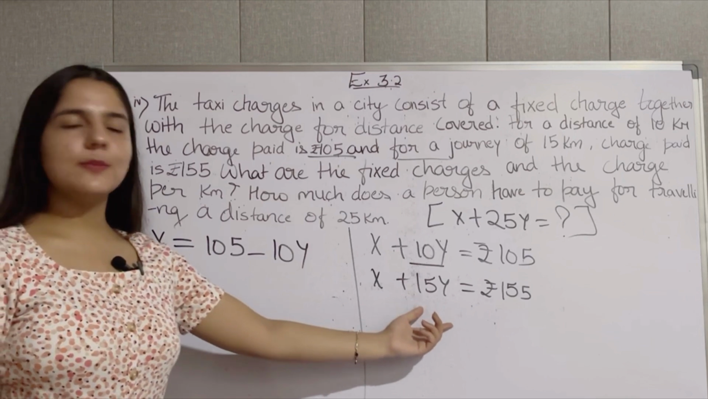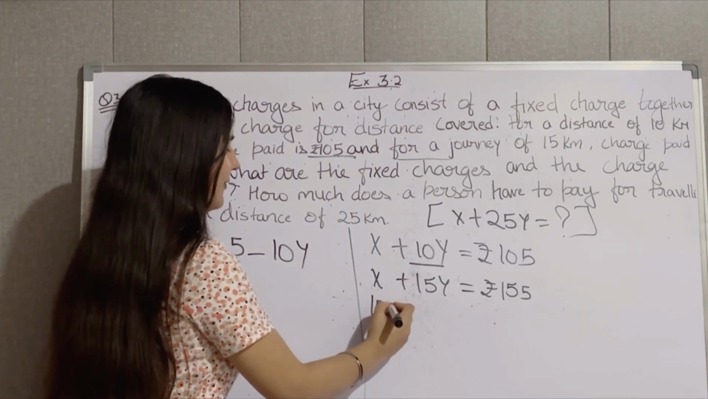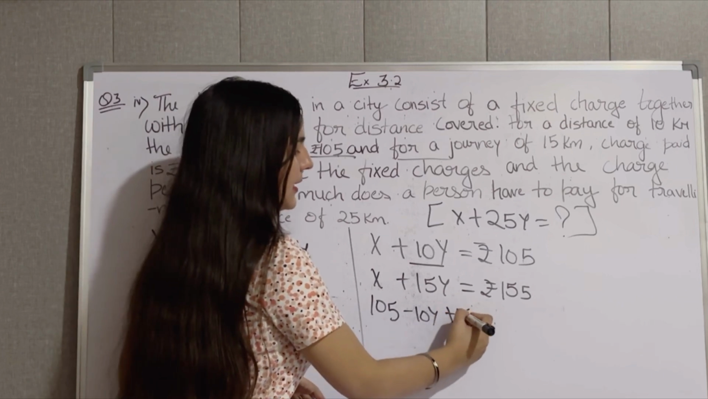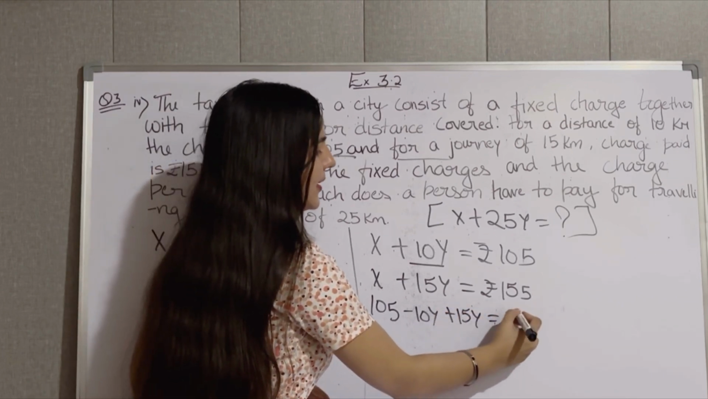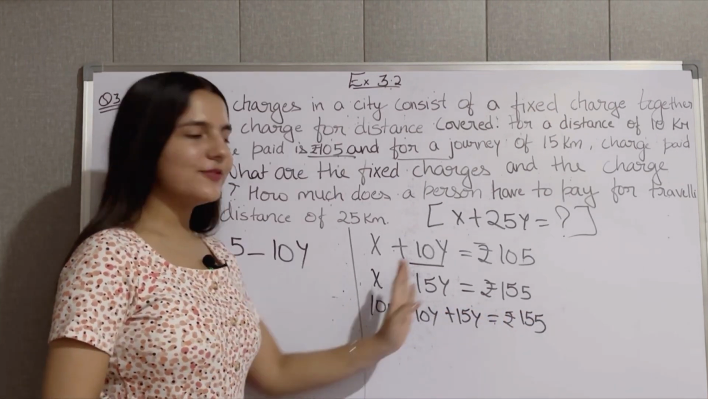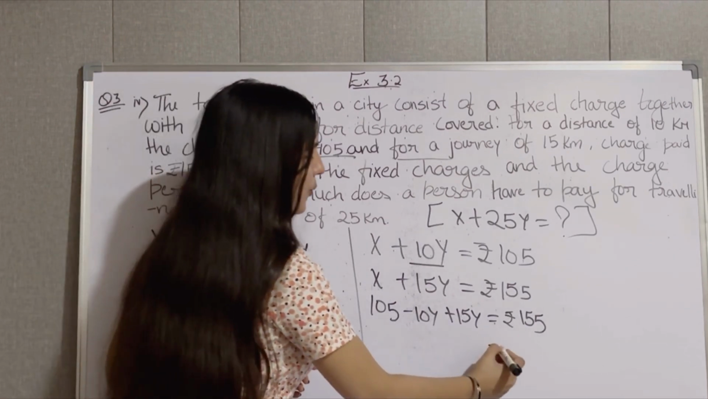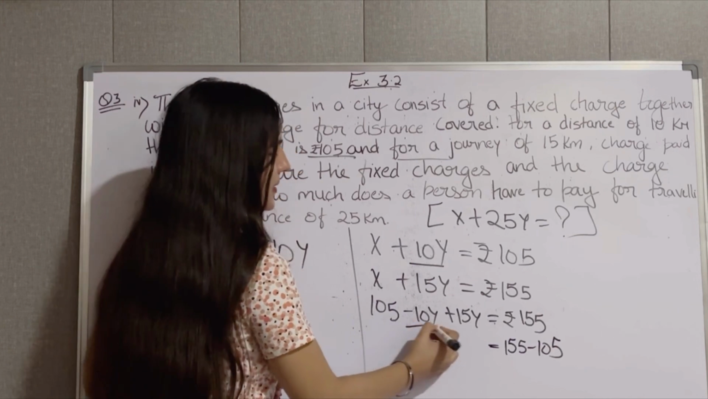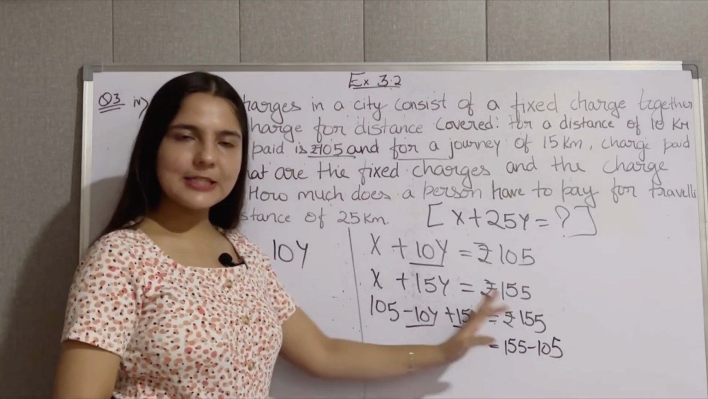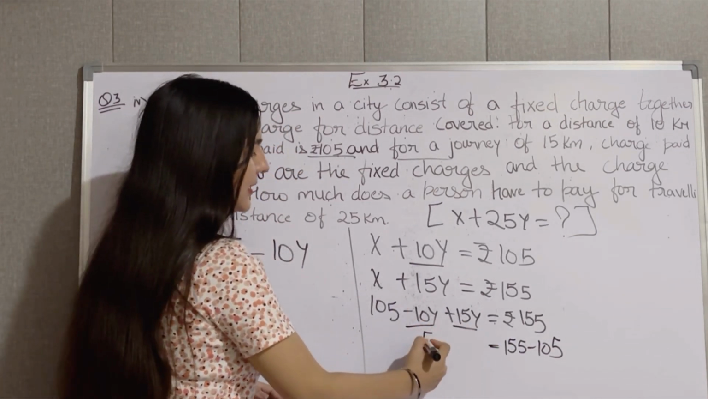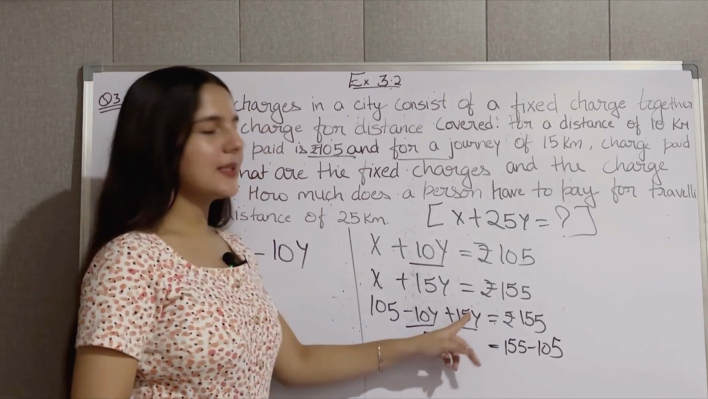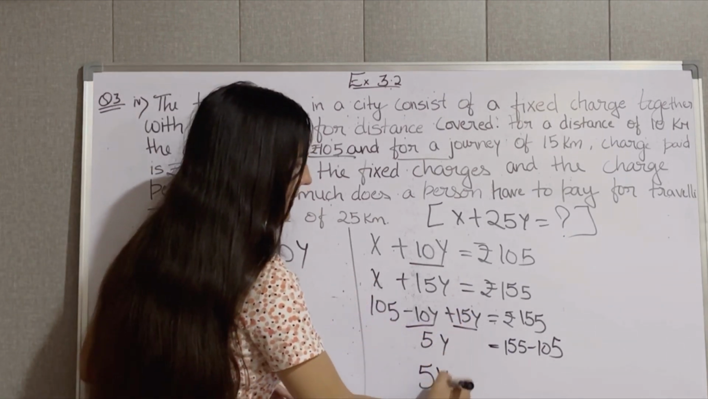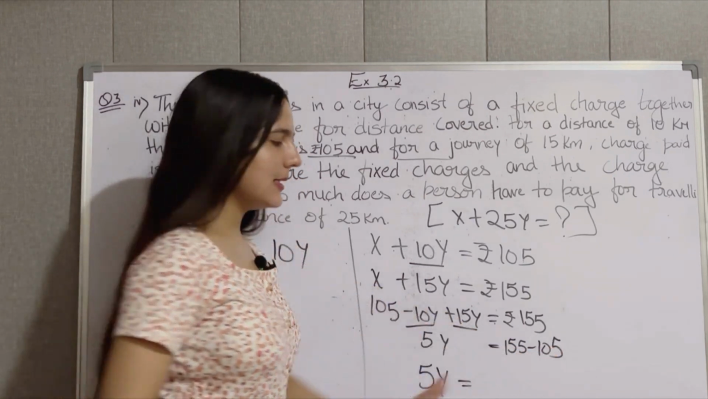Now we put this value of x in the second equation: 105 minus 10y, then plus 15y is equal to rupees 155. Now we'll transfer this 105, so 155 minus 105. Now 10 and 15 we'll solve: plus 15 minus 10 gives us 5. So 5y, with a plus sign because 15 is bigger and its sign is plus. Now 5y is equal to 155 minus 105.